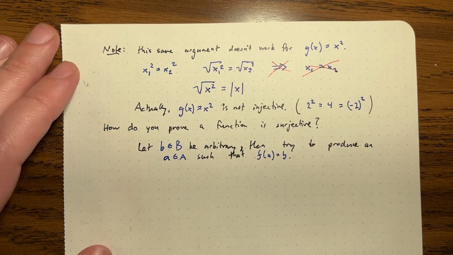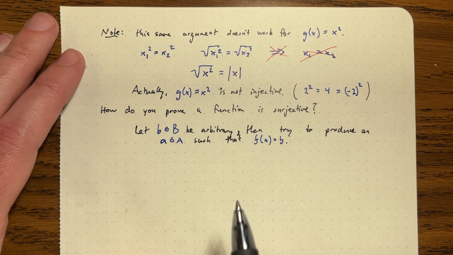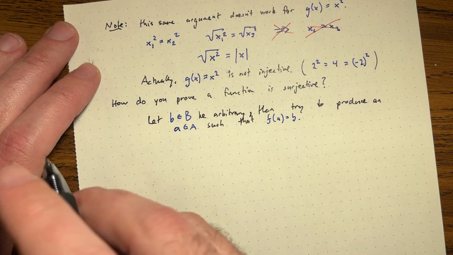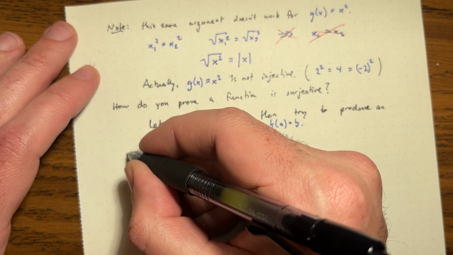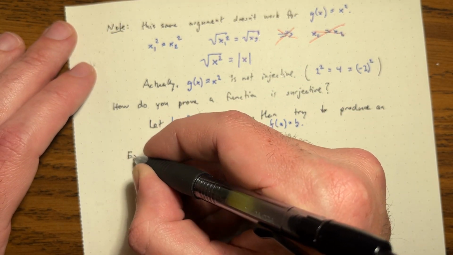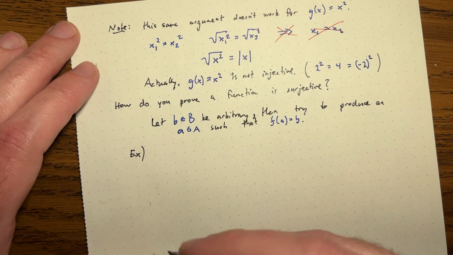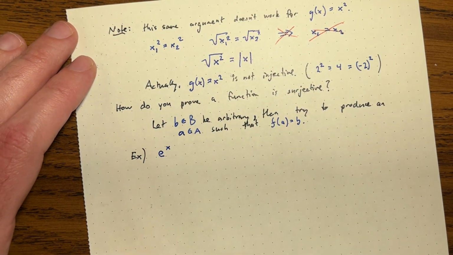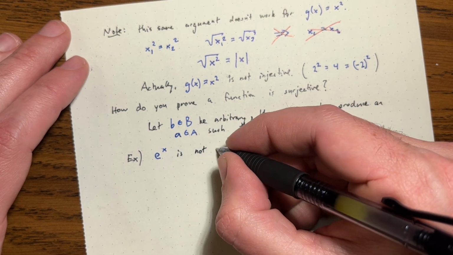To prove it's not surjective, I suppose you would try to find something in B such that for everything in A, it does not map to that. But yeah, let's try to prove that. Let's come up with a surjective function. Actually, yeah, let's just point out, first example: e to the x, our function from before, is not surjective.